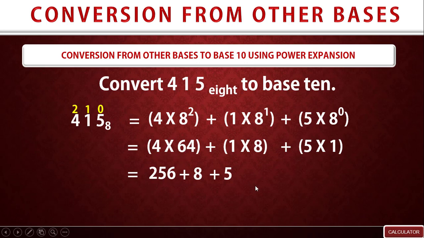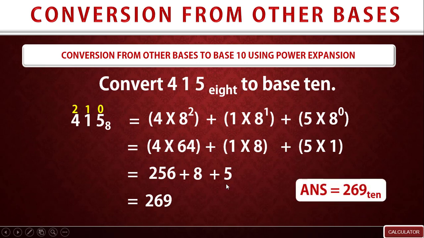So add them up together and you have the answer 269. So the conversion of 415 in base 8 to base 10 is 269. You can use your calculator to cross check that if you need to know whether your answer is correct. You know base 8 is oct, that's octal number, and then base 10 is decimal number. That means both of them are in the calculator, so you can use your calculator to cross check.